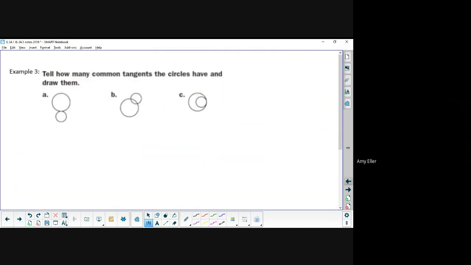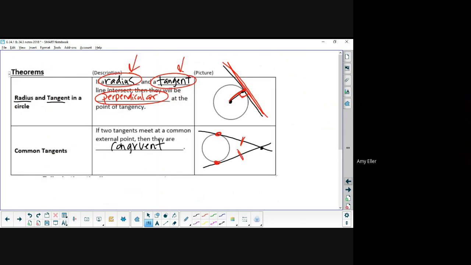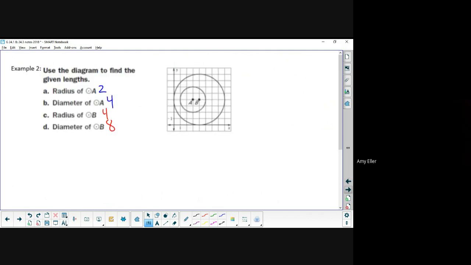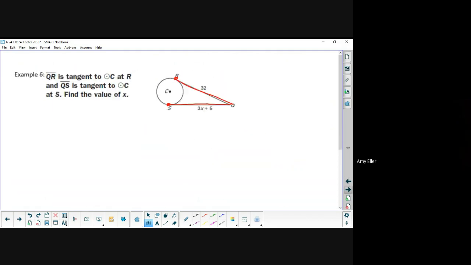Let's go back to our formulas from the very beginning. If I have 2 tangents that meet at a common external point, which is exactly what the picture in number 6 looks like, then these parts are going to be congruent. So this part equals that part. 32 equals 3x plus 5. Go ahead and solve that on your own.